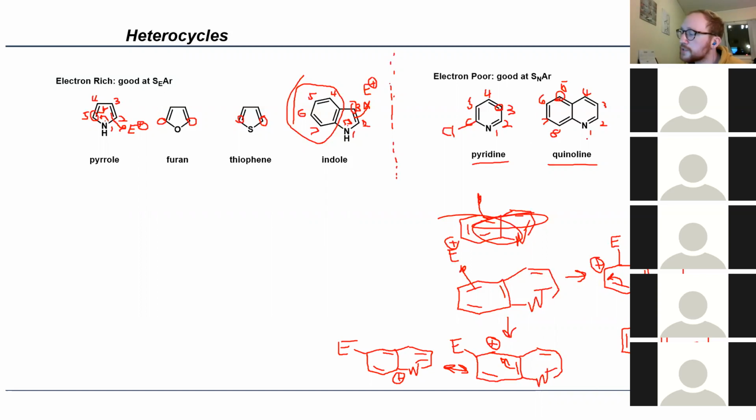Now I saw another question as to why not C8. Well, in C8 substitution, the terminus here in C8 is closer to the electronegative nitrogen atom. And so there is an electron-withdrawing effect from having this electronegative group nearby. And so it's just less nucleophilic than C5.